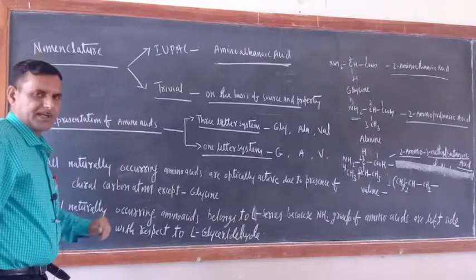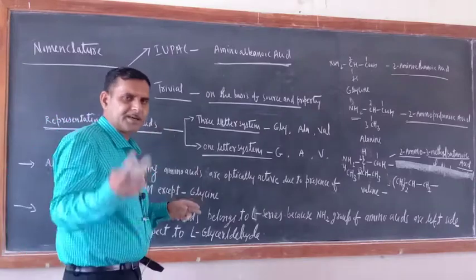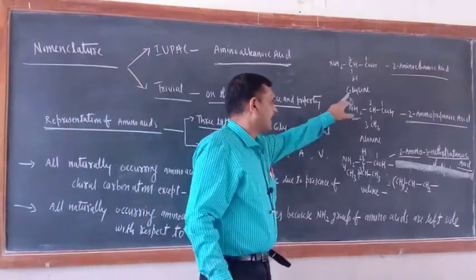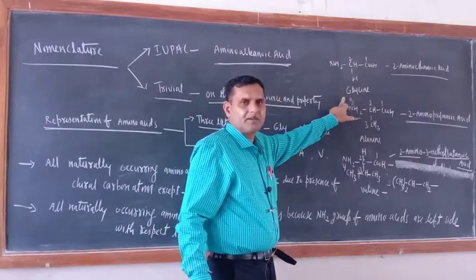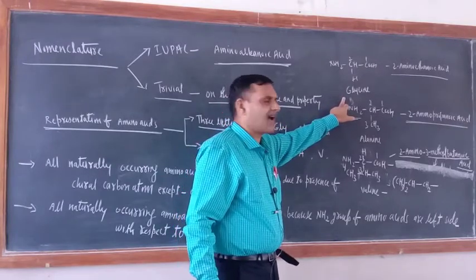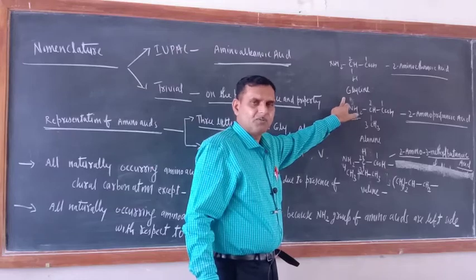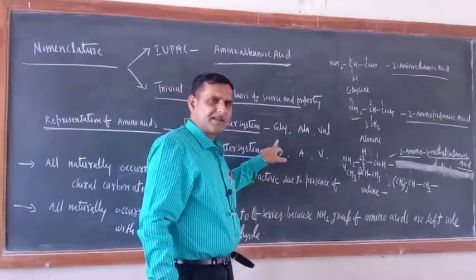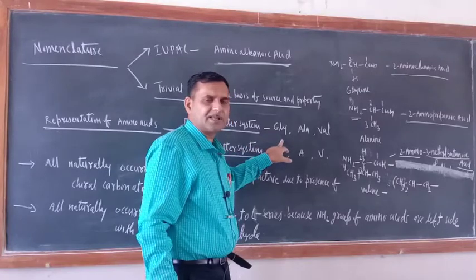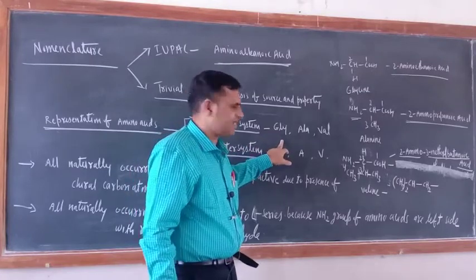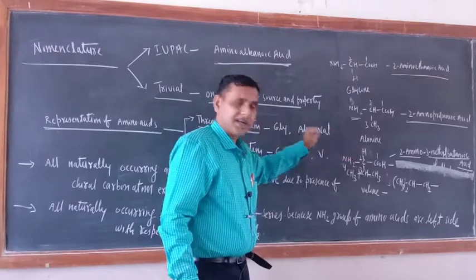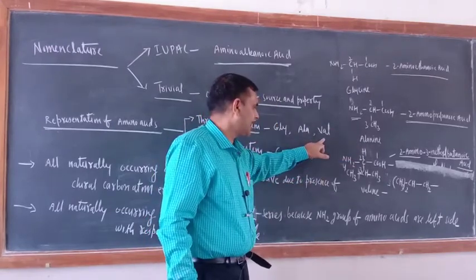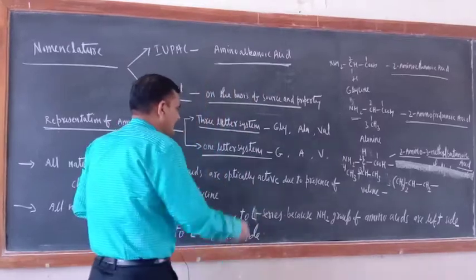Representation of amino acids. Amino acids can be represented in two ways. The 3 letter system. Just see, glycine. What is the spelling of glycine? Okay, the first 3 letters, this is known as the 3 letter system. So for glycine the first 3 letters are GLY, so it is understood it is glycine. Alanine, ALA, valine, VAL. Okay, now the 1 letter system.